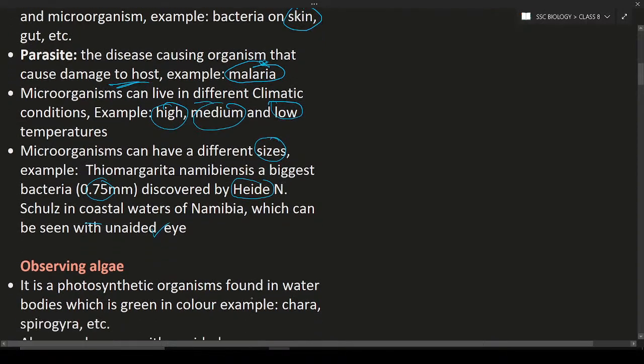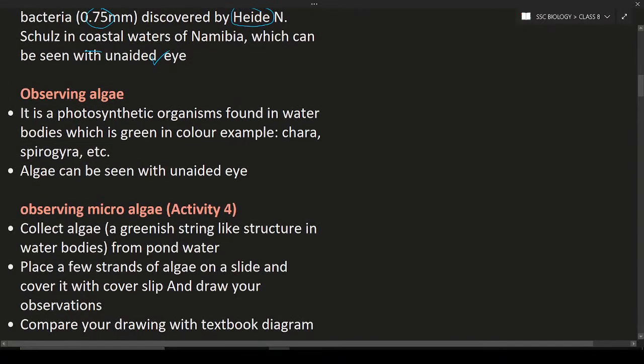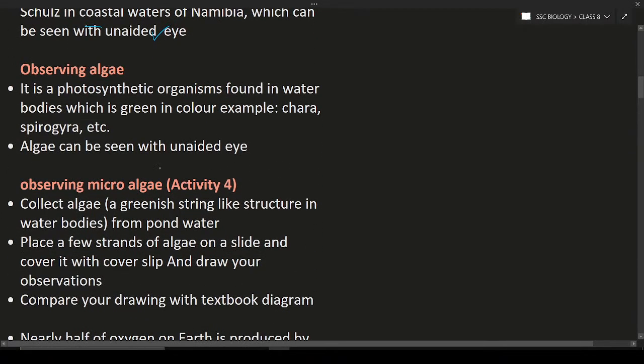Okay. So now our next aim is to observe algae. So what is algae? Algae is a photosynthetic organism. It will perform photosynthesis. What is photosynthesis? Photosynthesis is a process of production of own food material. So it means these algae are going to perform photosynthesis, and with the help of photosynthesis, they are going to produce their own food material. So this is known as photosynthesis.